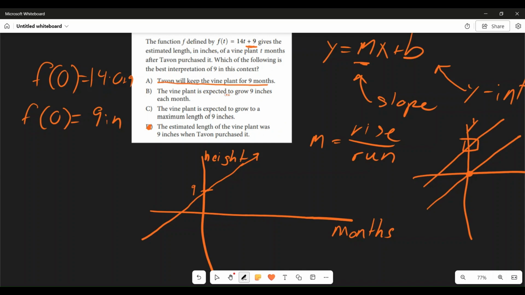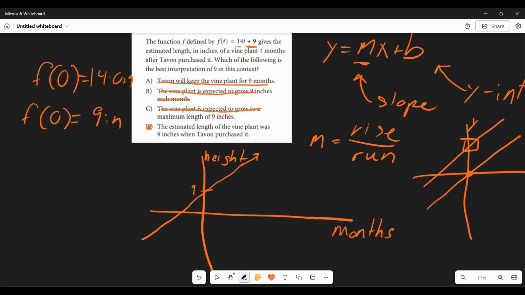The vine plant is expected to grow 9 inches each month. That's incorrect because we know it's supposed to grow 14 inches for every month t. And the last one, the vine plant is expected to grow at a maximum of 9 inches. Again, we don't know any maximum or minimum based off this equation. We only know the rate at which it will grow and the y-intercept. So this one is wrong.